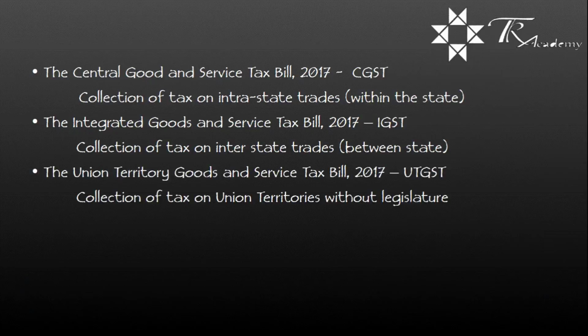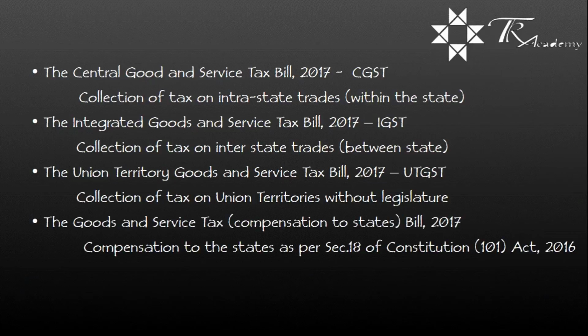And the third one is the Union Territory Goods and Service Tax Bill. This is going to be on the scale of Union Territories, for taxes collected from the Union Territories without legislature. And the fourth one is the Goods and Service Tax Compensation to the States Bill 2017, or generally called the Compensation Bill. It provides compensation to the states for the loss of revenue arising on account of implementation of the goods and service tax for a period of 5 years, as per section 18 of the Constitution 101 Act of 2016. So these are the 4 bills that are going to be passed.